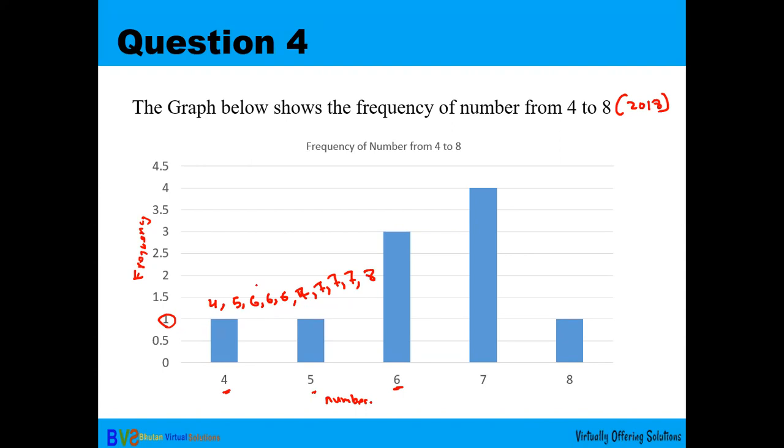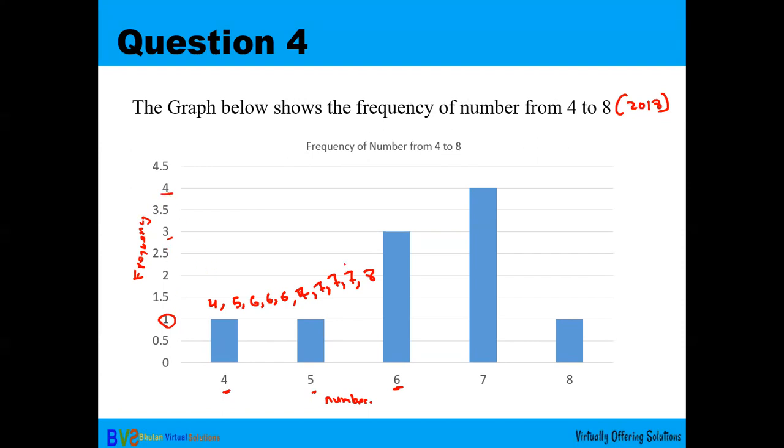So for the interpretation of any graph, frequency means how much time it is repeating, the number of times it is repeating. Number 4 is repeating only once, number 5 is repeating only once, number 6 is repeating 3 times, and number 7 is repeating 4 times.